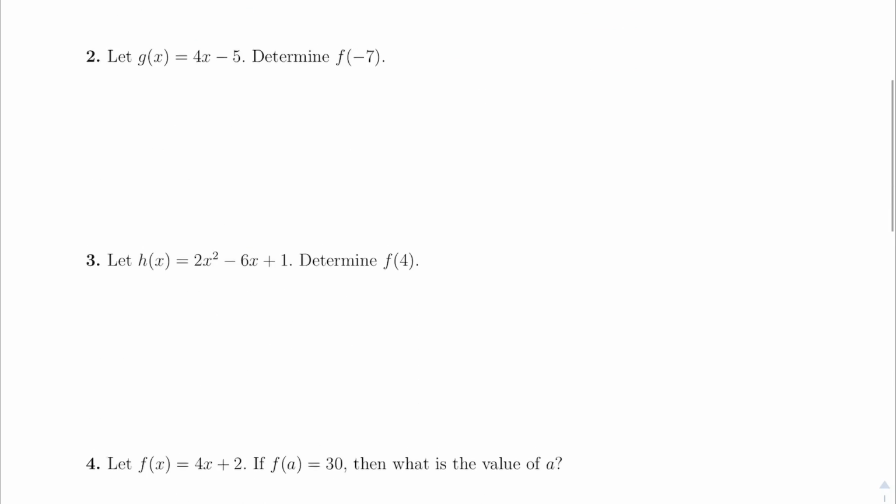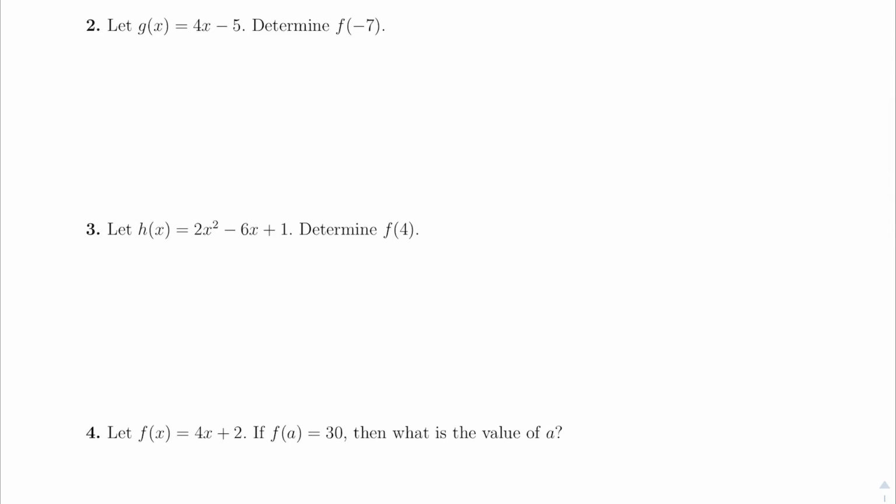Next up, let g of x equal 4x minus 7. Determine g of -7. I'm sorry, it looks like I forgot to change some of the letters here. But you might not have even noticed as you were doing it. If you did, very perceptive. So to do g of -7, we have to input -7 into the function. So we do so, and we get 4 times -7 is -28, minus 5 is -33.